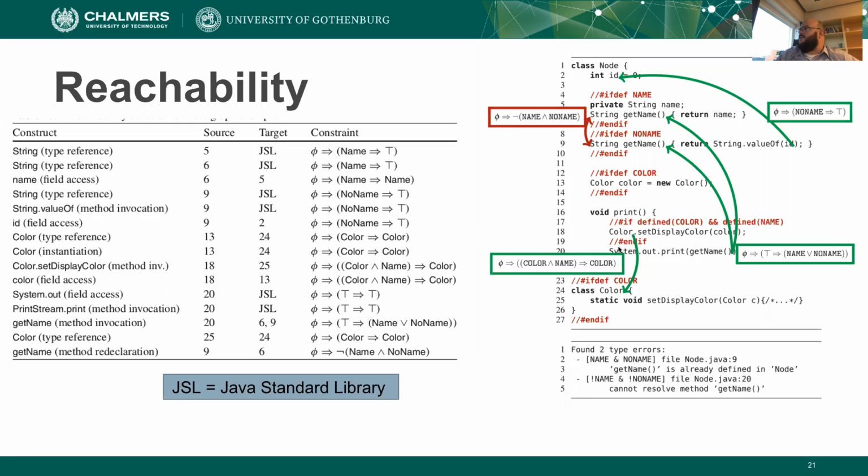Now in line 20, system.out.print get name. In line 20, there's this call to get name, to either 6 or 9, which implies at least one of either name or no name must be set, adding a constraint. And by solving the constraints, we can see that without additional restrictions from the feature model, 2 constraints are being violated. So we can report those as error messages to developers with the line number and the reason.